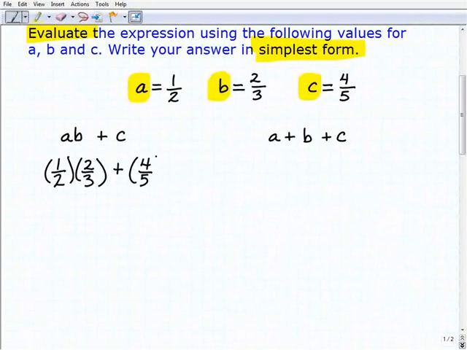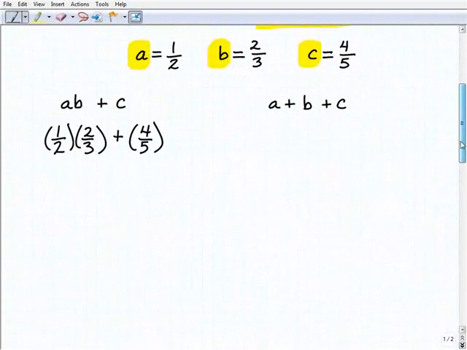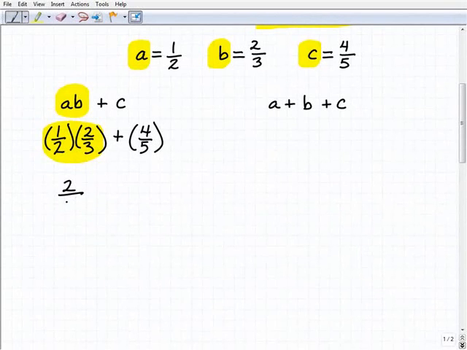All right, so what do we do next? Well, this is just a quick review of order of operations. Remember, we're always going to do multiplication before we do addition, so we have to do this part first. We're going to get 1/2 times 2/3. We just multiply numerators and denominators. This is going to be 1 times 2, or 2, over 2 times 3, which is 6. Then we're going to add that to 4/5.